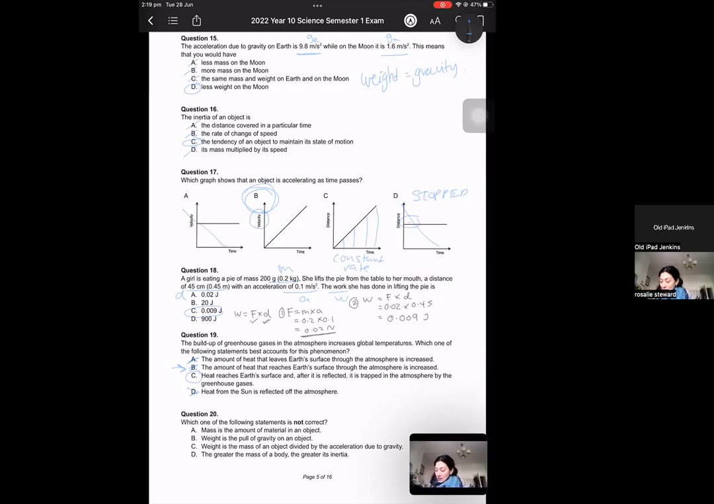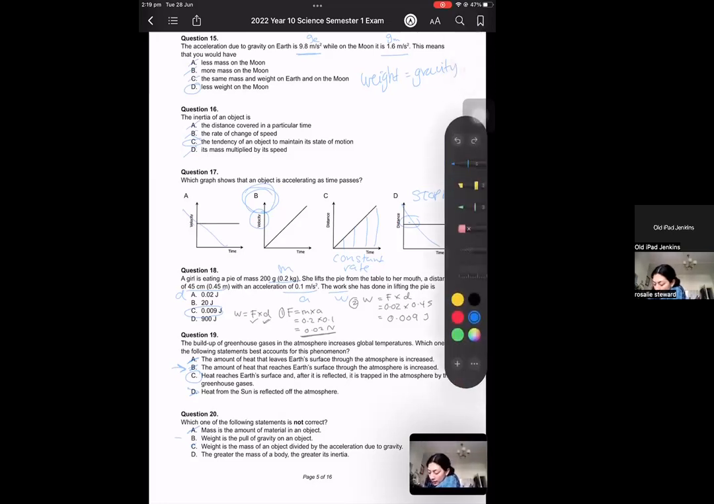Okay, which one of the following statements is not correct? So mass is the amount of material in an object. Yes, think mass, matter, material. So we know it's not that. Weight is the pull of gravity on an object. Yes, pull or force or whatever. I'm just going to leave that there. Weight is the mass of an object divided by the acceleration due to gravity. No, it's just not. The greater the mass of the body, the greater the inertia. That is absolutely correct. So that's not true.